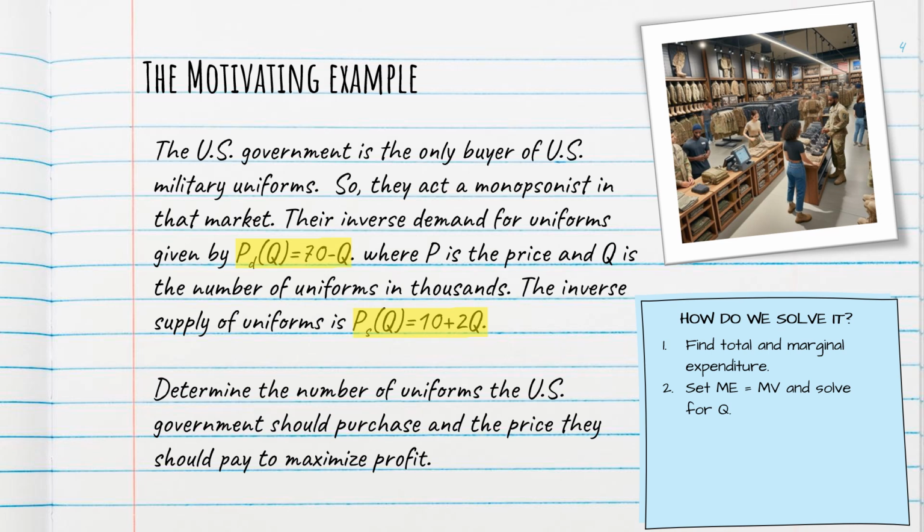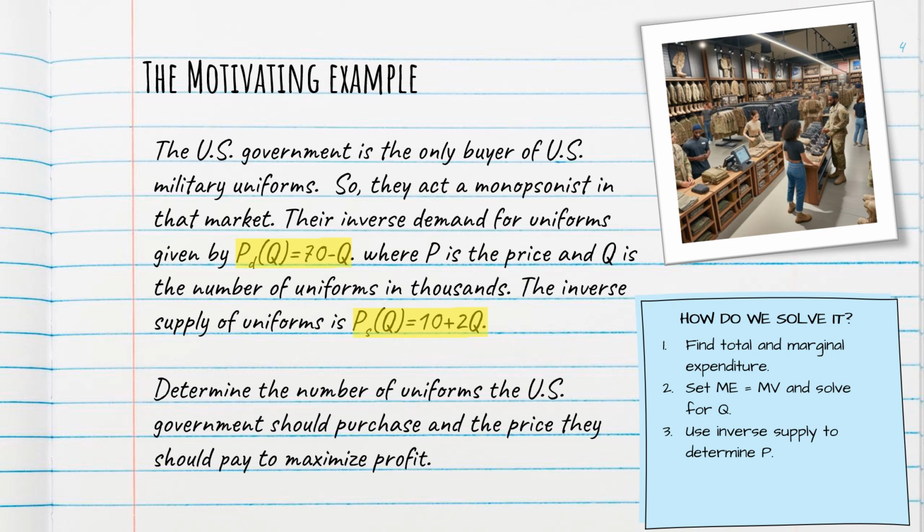So it looks kind of like a monopoly question because we're setting a marginal expenditure or marginal cost equal to a marginal revenue or marginal value here. It's a little bit different because we're looking at a single buyer rather than a single seller. Anyway, once we set marginal expenditure equal to marginal value and solve for Q, we're just going to use inverse supply to determine the price.